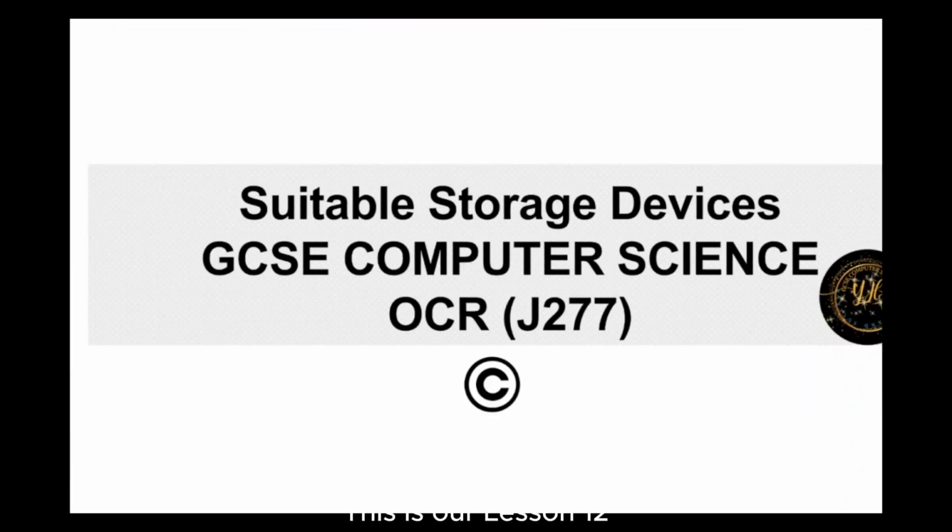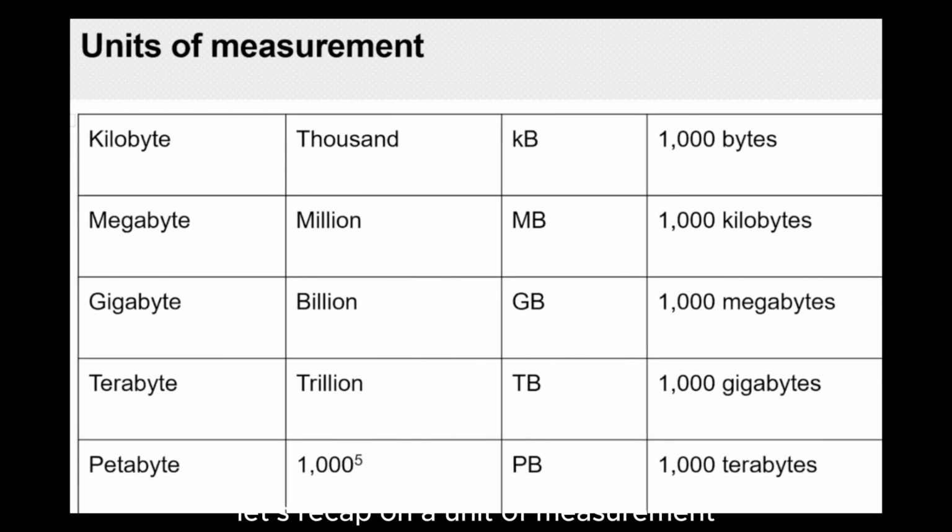This is our lesson 12 on selecting a suitable storage device on computer systems. Remember, we are following the GCSE Computer Science OCR J277 specification. Now, before we move on to selecting a suitable storage device, let's recap on our unit of measurement.